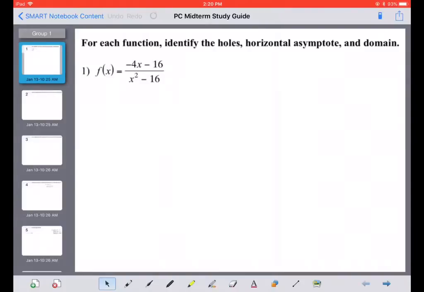We're going to start off with our midterm. I'm going to try to break it down into probably just one page at a time. So in this video, we're going to go over problems 1 through 5.